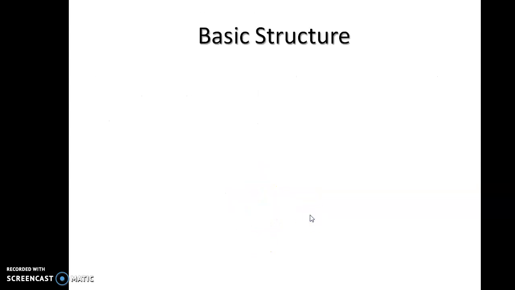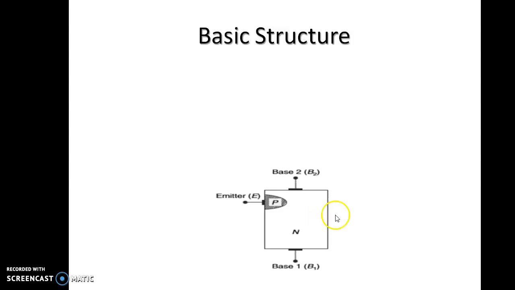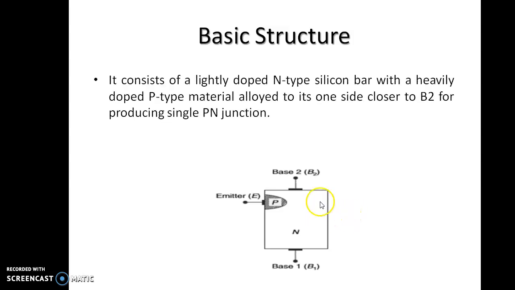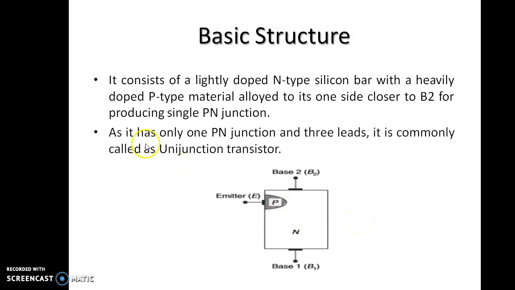The basic structure of UJT. This is the basic structure. It consists of a lightly doped N-type silicon bar with a heavily doped P-type material alloyed to its one side closer to B2 for producing a single PN junction. As it has only one PN junction and 3 leads, it is commonly called a unijunction transistor.